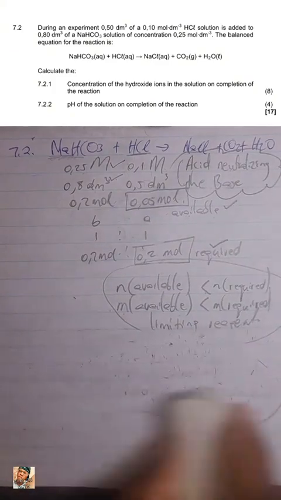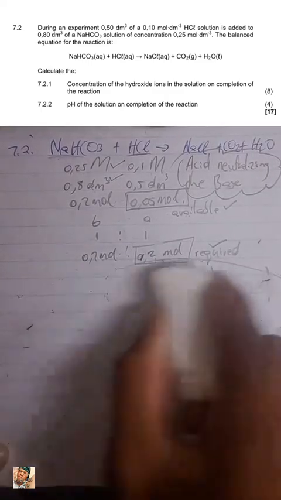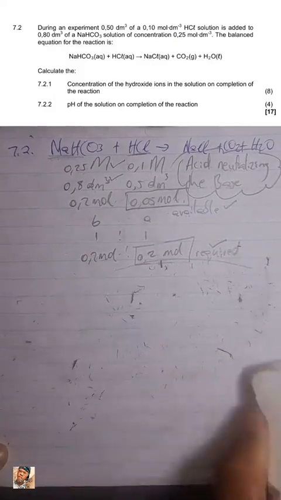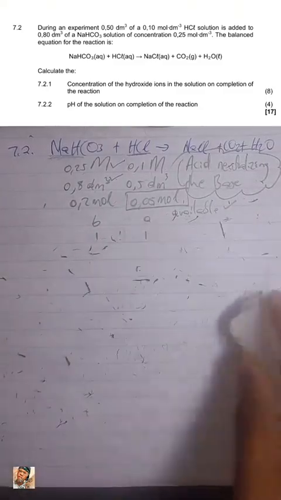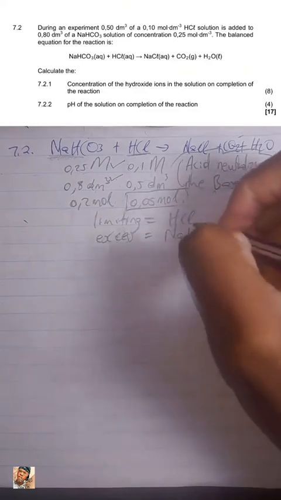Right. So that means, utilizing this principle, we now know that the acid is the limiting reagent and the base is the one that is in excess. That means the acid is not enough to completely neutralize the base. So the limiting reagent is equal to the hydrochloric acid, and the one that is in excess is equal to what? To the base, which is the sodium hydrogen carbonate.